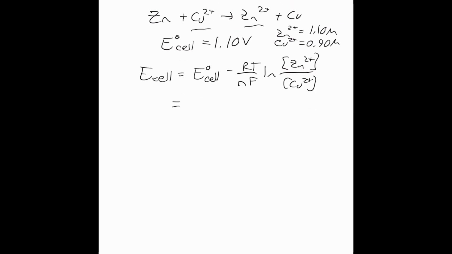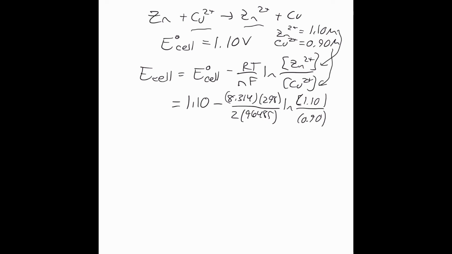Here we have our standard cell potential, which is 1.10, minus 8.314. Once again, I didn't specify a temperature, but we're going to use 298, divided by 2, because remember that was a 2 electron redox process, and this is 96,485, and then the natural log of 1.10 over 0.90. We substitute in our concentrations here and here, and we're left with that.